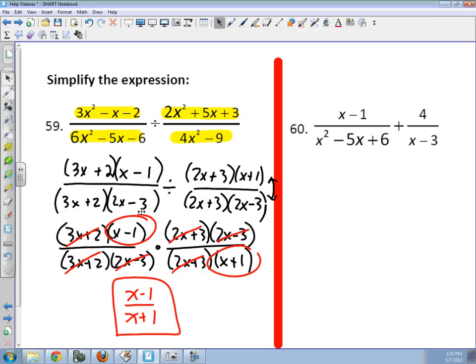All right, the next one asks us to add, and again, that starts with looking at the denominators, and if you have the same denominators, you can add them all day. These ones don't have the same denominator, so I have to change them. First things first, though, I have to factor the first denominator, so I'm going to rewrite that. It's going to be x minus 6, x plus 1. Is it? I'm wrong there. Excuse me, x minus 2, x minus 3.